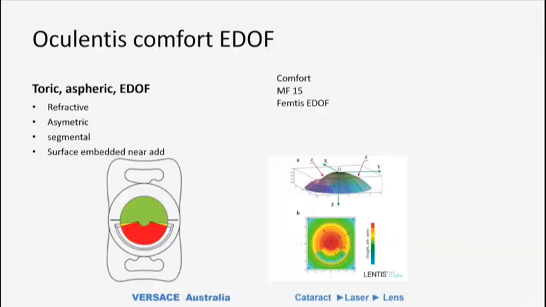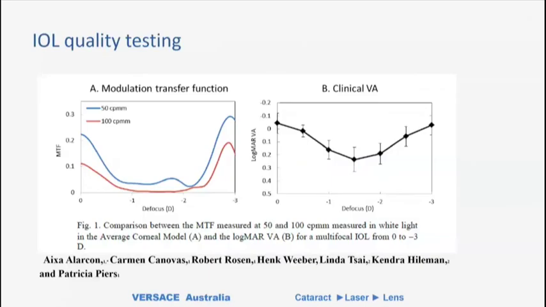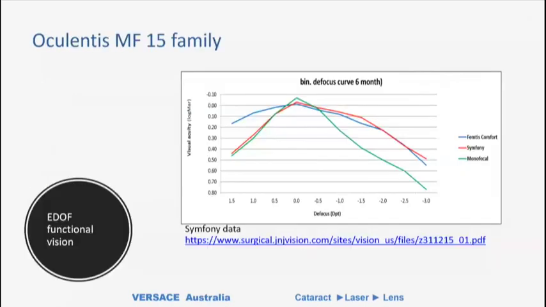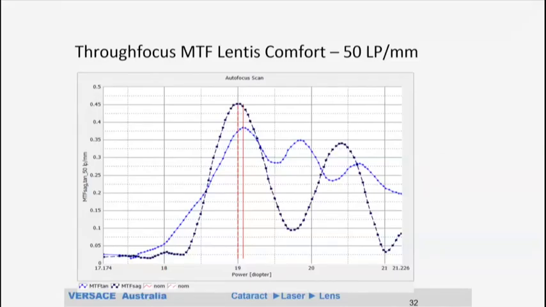And that makes sense, because you can imagine if you're moving through different parts of the lens, if you're moving through this part as compared through this part, you'll get a different curve. And that's what we're seeing here. And if you take these curves and mathematically add them, you will end up with the defocus curve that looks very much like that there. The defocus curve that looks very much like a Symphony lens, for example, a true EDOF lens. So these LENTIS lenses are behaving just like an EDOF lens.